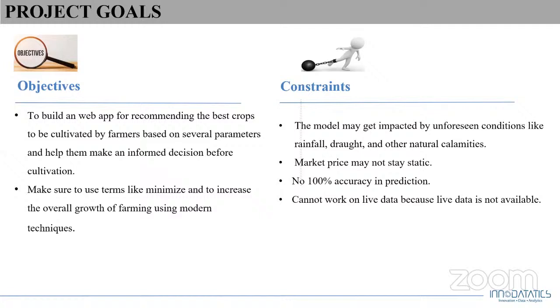Then we cannot work with live data, because live data is not available. We have to take the data from other sources and load it into our data set. Then our model will help us in predicting the crop.